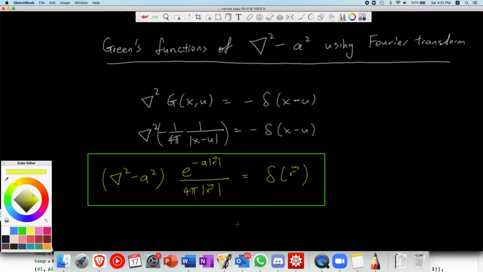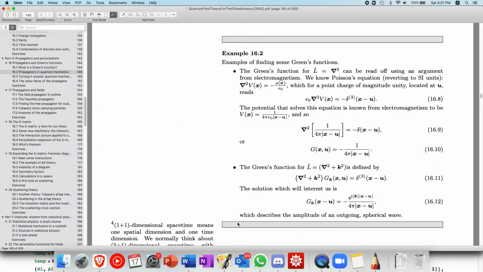So why do I want to do this? Let's take a look. Once again, going back to the textbook Quantum Field Theory for the Gifted Amateur, we're finding the Green's function of this Laplacian, and this has applications in electromagnetism. You see that the Green's function of this Laplacian is this, and it gives this.